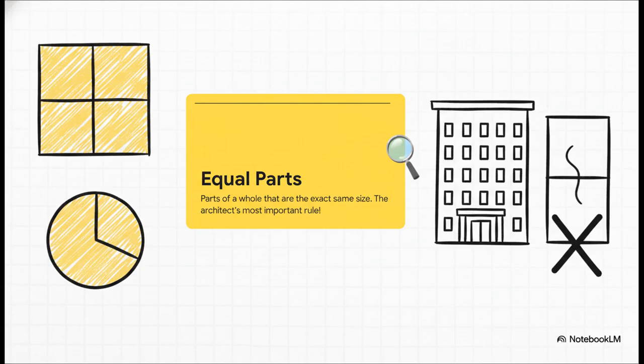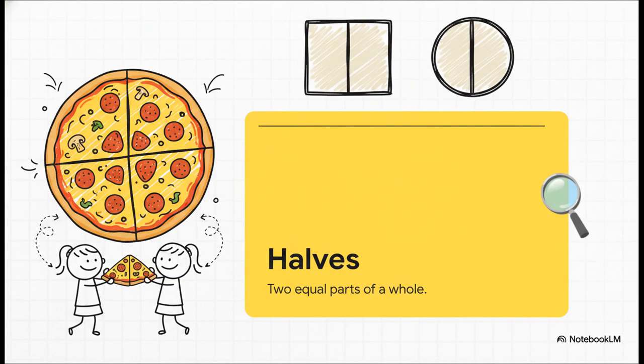Okay, now this next one, this is the big one. This is the golden rule, the most important idea of all. The parts we make have to be equal. Equal parts are parts of a whole that are the exact same size. If I just cut a rectangle any old way, well, that's not fair, is it? A good architect is always fair. Equal parts are everything. So, when you partition a shape into two equal parts, you've just made halves. And that takes us right back to our pizza problem, doesn't it? When you share a pizza fairly with one friend, you each get one half of the whole pizza. It's simple, it's perfect, and it's fair.